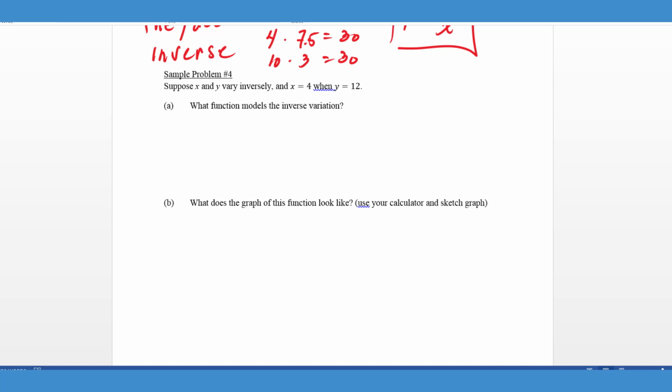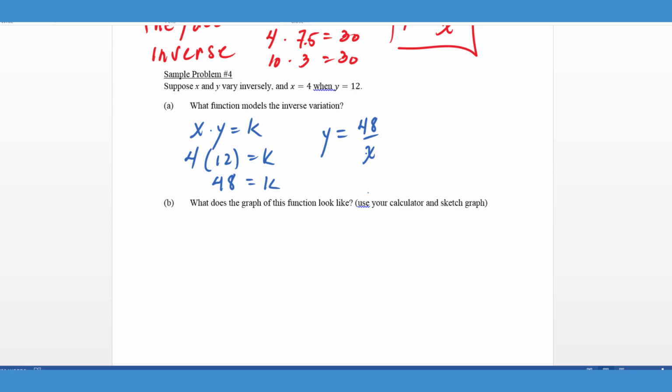Okay, so if we look at this, it says suppose x and y vary inversely. Again, if that's the case, we know it's going to be x times y equals k. And then we have 4 for x, 12 for y, so our k is going to equal 48. And generally speaking, we write equations or models in terms of y equaling something. So we'll stick with y equals k over x.